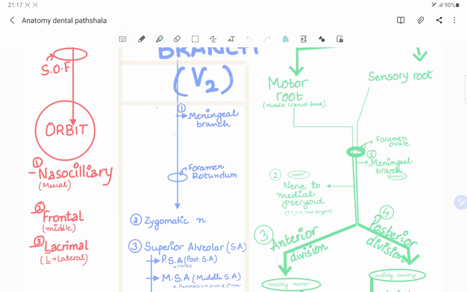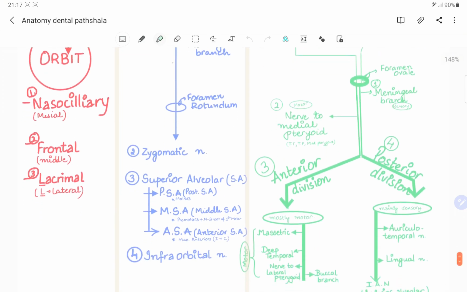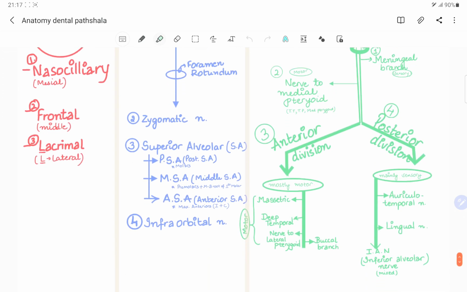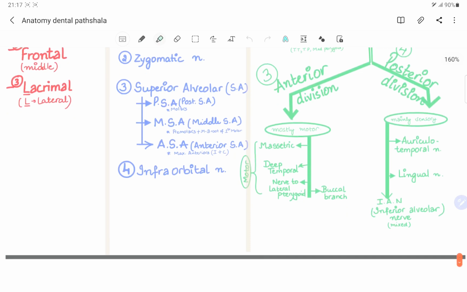So medial pterygoid, it supplies to the medial pterygoid before dividing into anterior and posterior division, but after dividing into anterior and posterior division, it supplies the rest of the muscles of mastication. The anterior division is mostly motor, except one, the buccal branch, which is a sensory part. Then we have the posterior division, which is basically the sensory root, which is again divided into the auriculotemporal nerve, the lingual nerve, and the inferior alveolar nerve.